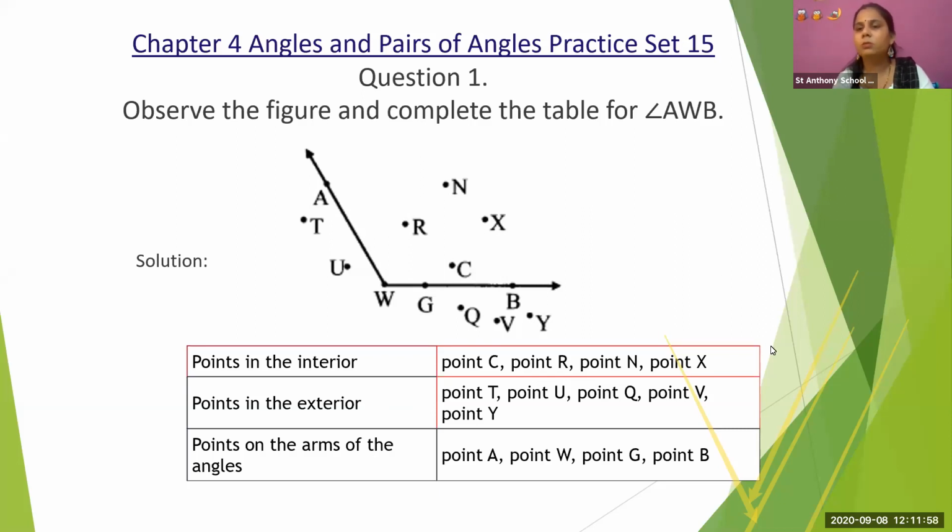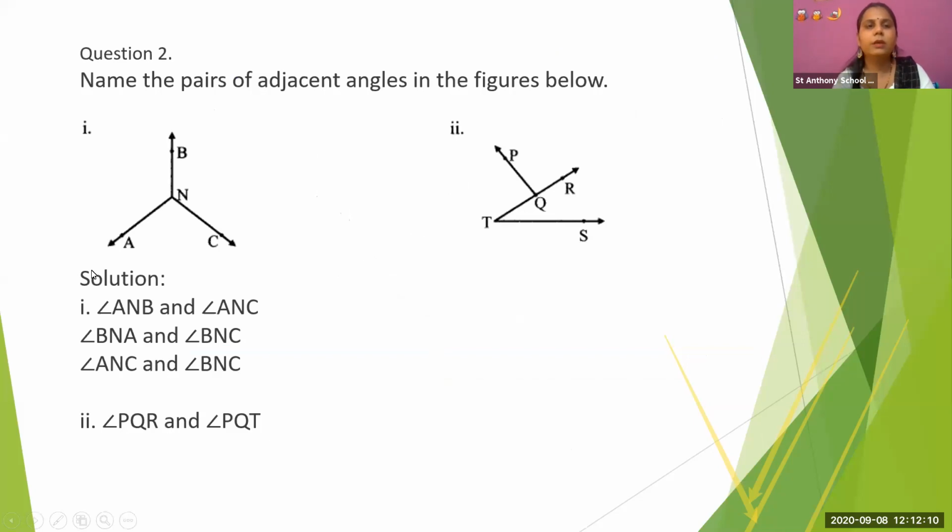Now, next slide is: name the pairs of adjacent angles in the figure below. Adjacent, the name itself indicates it. Adjacent means the angles which are exactly adjacent to each other, neighboring each other. And one more important thing is that they should have a common adjacent side. They should have a common side.